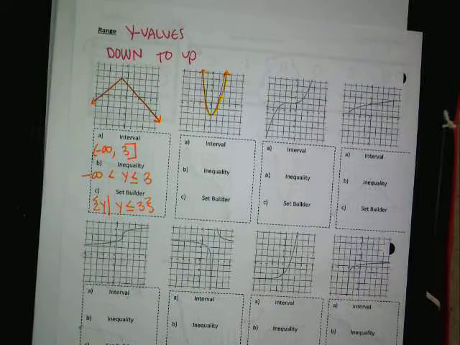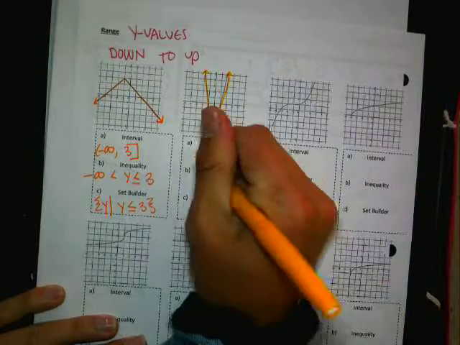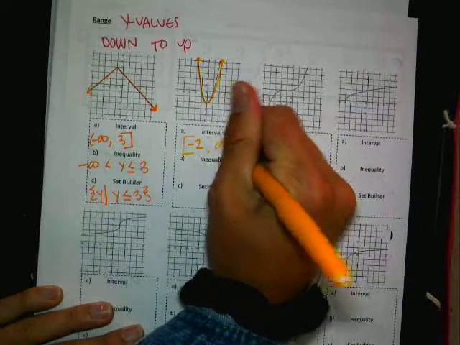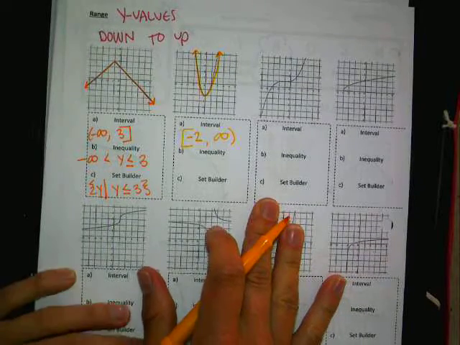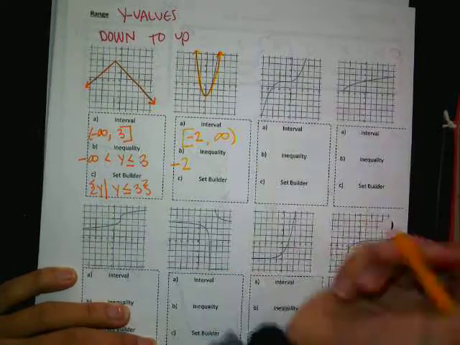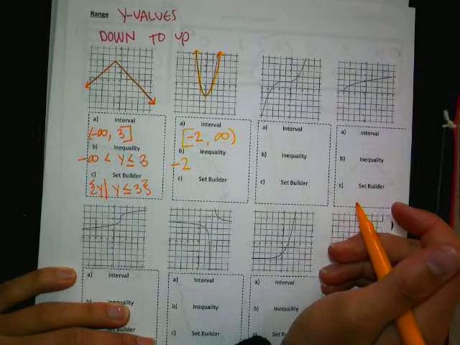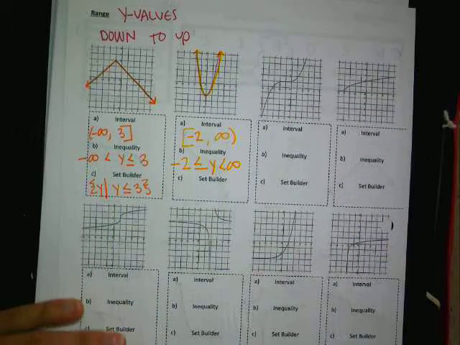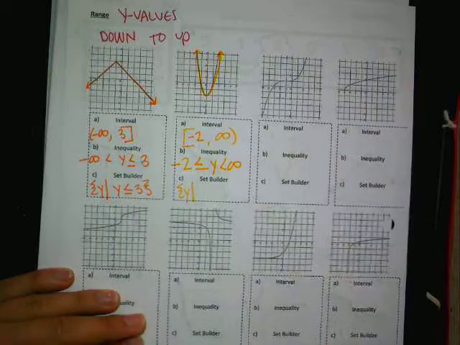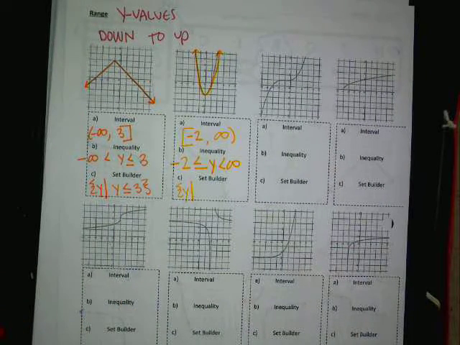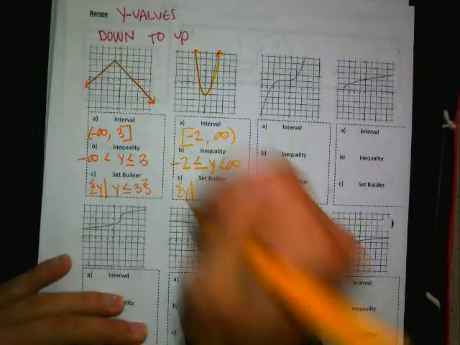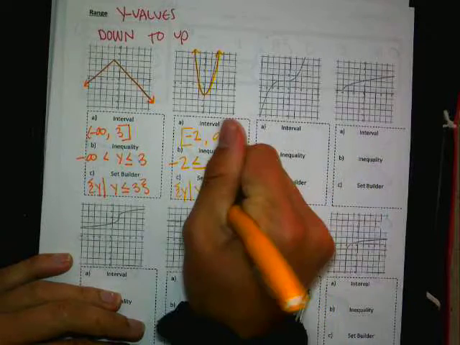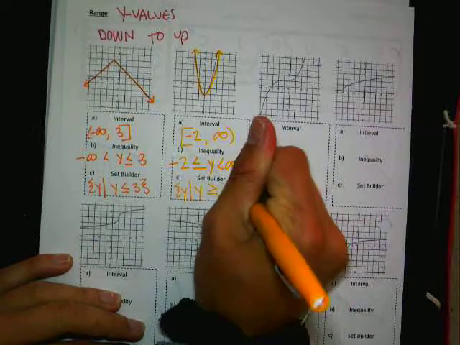Quadratic is next. So how far down is my quadratic going? Negative 2. Bracket or parentheses? Bracket. Very good. How far up? Infinity. Very good. All right, for inequality, negative 2. Is it less than or less than or equal to? Very good. Less than or equal to y, less than infinity. Alrighty, and then set builder. What's going to go inside set builder? Yeah, y greater than or equal to negative 2. Very good.